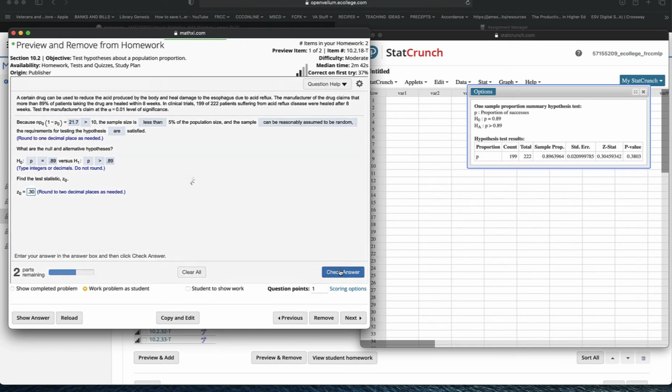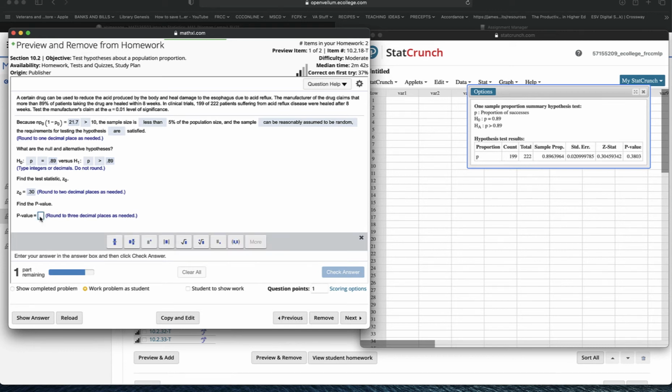So we'll check our answer. Yay. And then it says the p-value. So notice we already have that, so you don't want to close that window out. So right there, our p-value. And it says round to 3 decimals. So this will be 0.380.